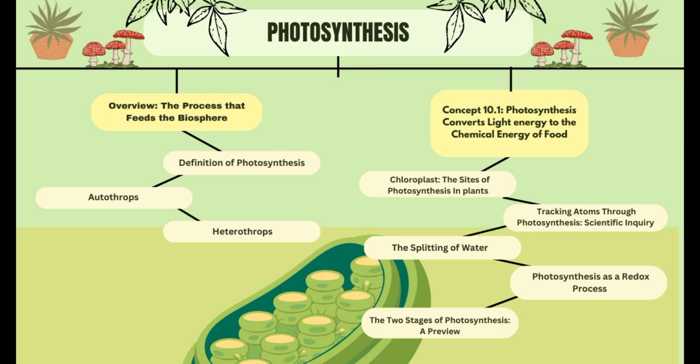Next is concept 10.1, entitled Photosynthesis converts light energy to the chemical energy of food. We tackled chloroplasts, the sites of photosynthesis in plants, tracking atoms through photosynthesis, scientific inquiry, the splitting of water, photosynthesis as a redox process, and lastly, the 2 stages of photosynthesis, a preview.